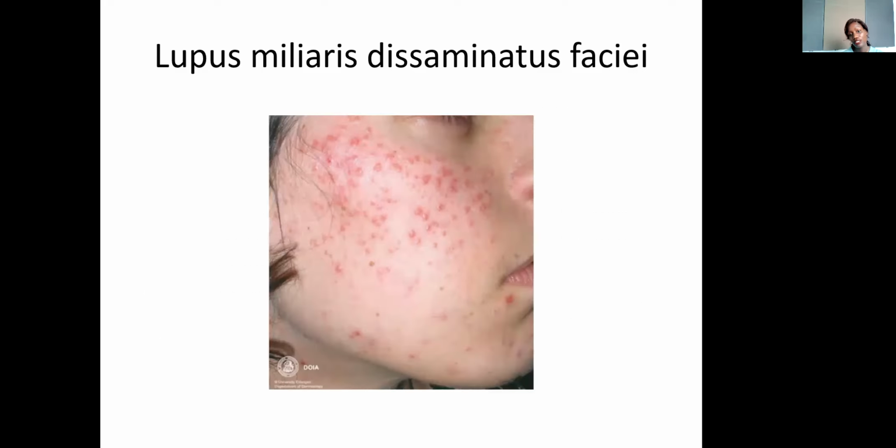This is a patient with the same condition. So basically, you can appreciate the inflammatory papules and pustules on the malar area. And usually, again, comedones tend to be lacking in this condition. So the only way to be sure, if you're managing a patient with acne and they're not responding, and you want to rule out this condition, would be a biopsy.